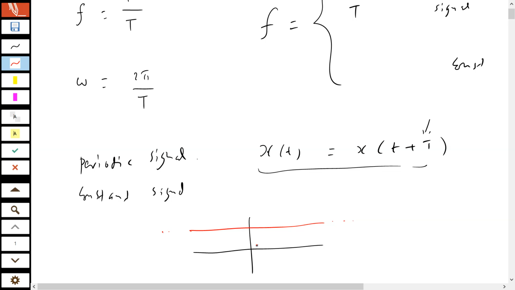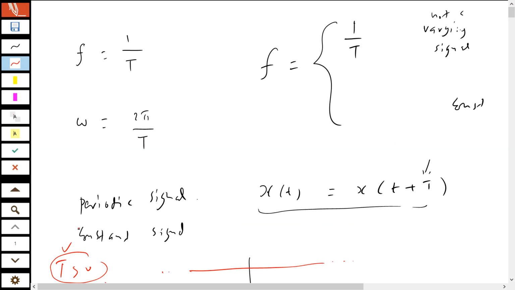The period by definition has to be the smallest and positive. The condition is that this T must be positive and it must be the smallest of all periods. We can't find the smallest period here. So that's the problem with constant signals. They are periodic, they have periods, but they don't have the fundamental period, and that's what we mean by T. This T is not just any period; it has to be the fundamental period.